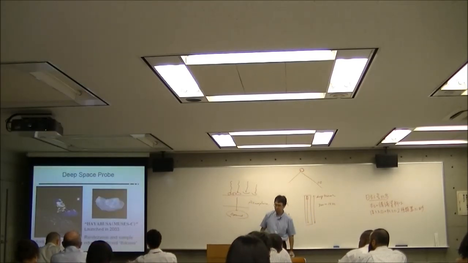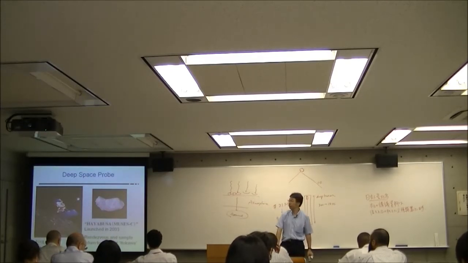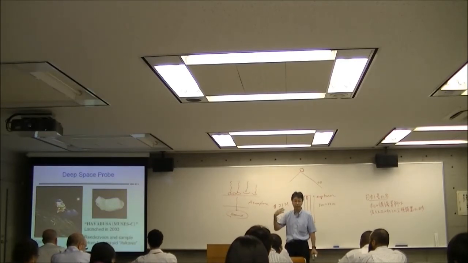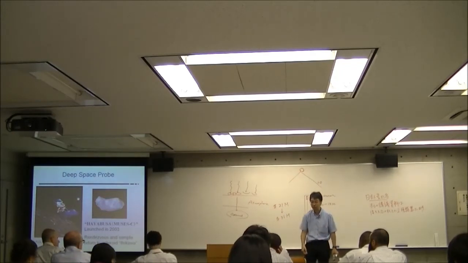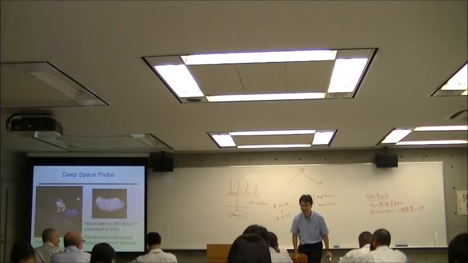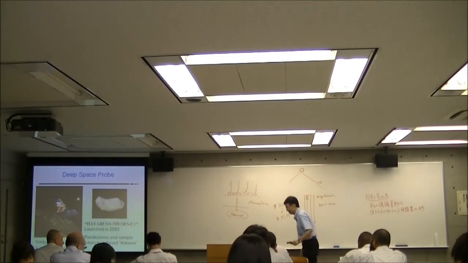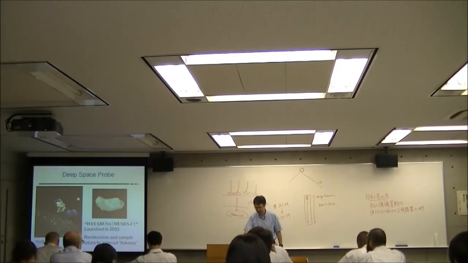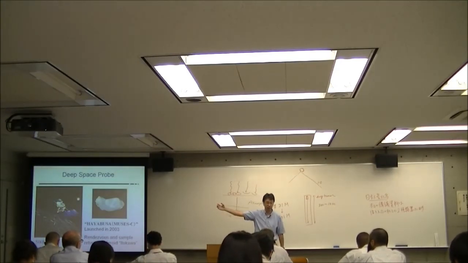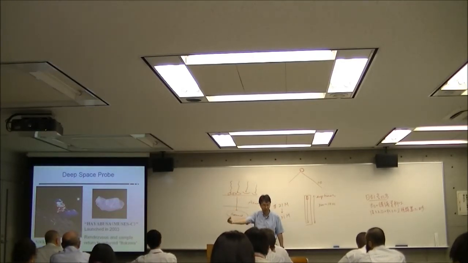Next one, deep space probe Hayabusa. Two years ago, Hayabusa went back to the Earth, and many people in Japan were very excited about it. It went to Itokawa, got some small samples and brought them back to the Earth. So what kind of features do we use? Number two? Five? Yes. Thank you. So five, yes. And also Japan is now preparing for Hayabusa 2. It will go to a different asteroid and bring something back too.